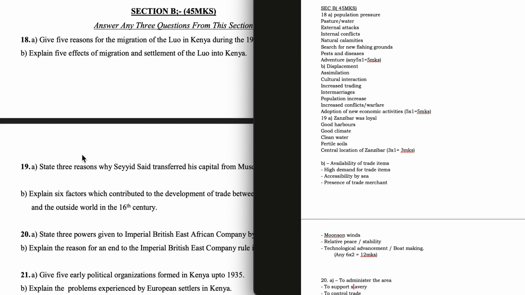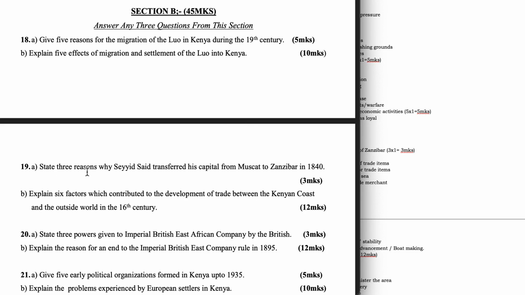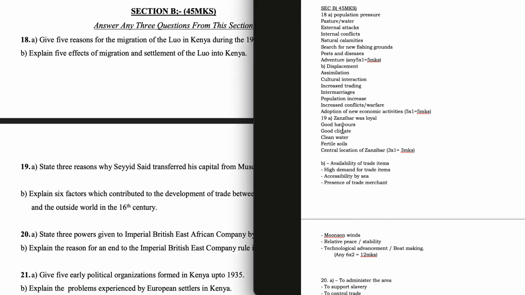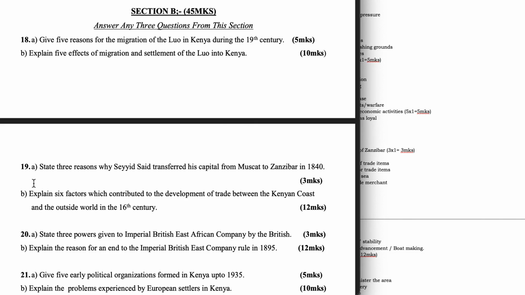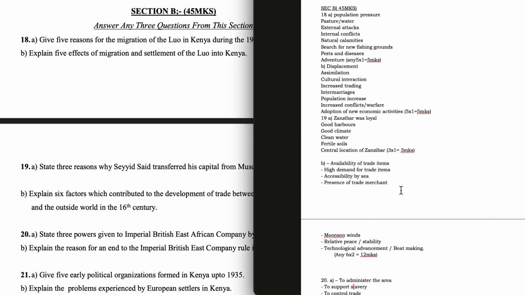Question 19. State 3 reasons why Said transferred his capital from Muscat to Zanzibar in 1840. Zanzibar was loyal, good harbors, good climate, clean water, fertile soils, and central location of Zanzibar. Question 19B. Explain 6 factors which contributed to the development of trade between Kenyan coasts and the outside world in the 16th century. 12 marks.